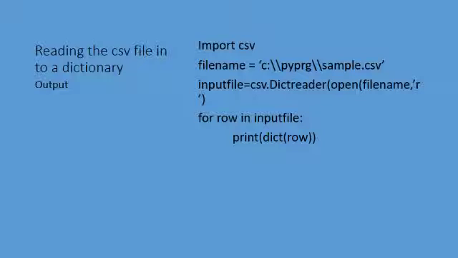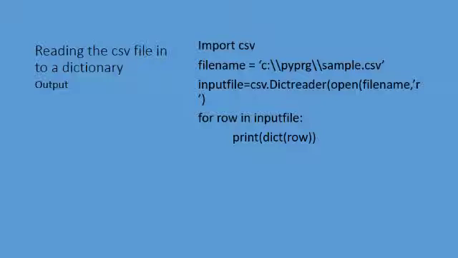Input file is equal to csv.DictReader. I am opening the file name comma r. So what is the result of it? Input file contains the data. That's all. The file contains the data, then it can be read through the csv.DictReader. It is stored in input file.